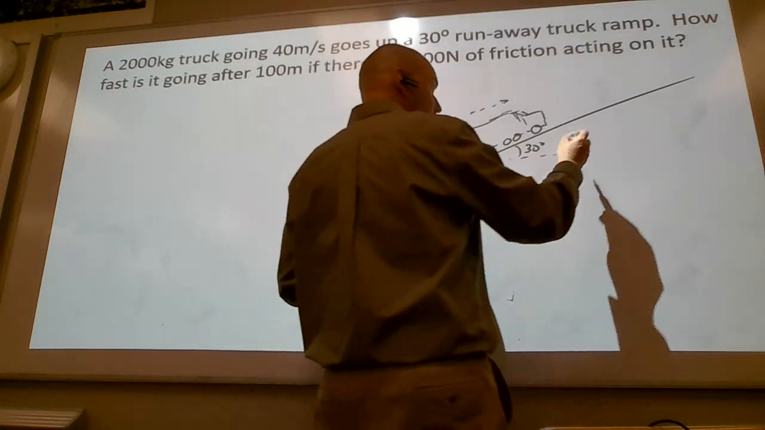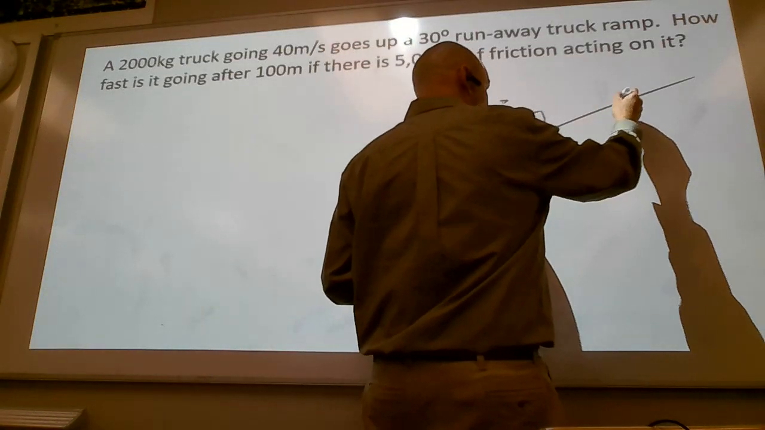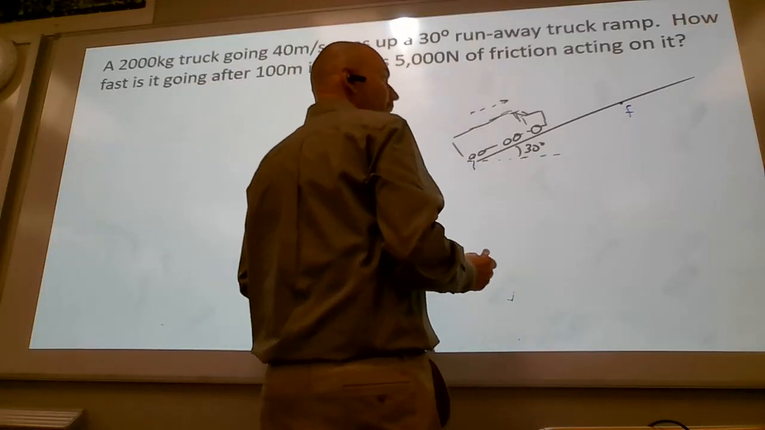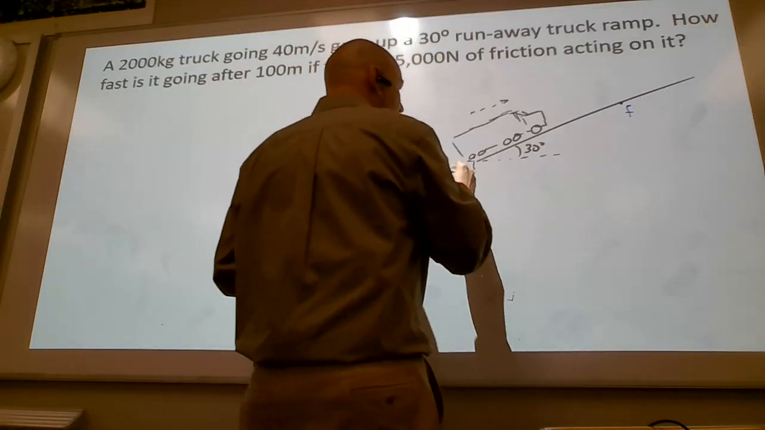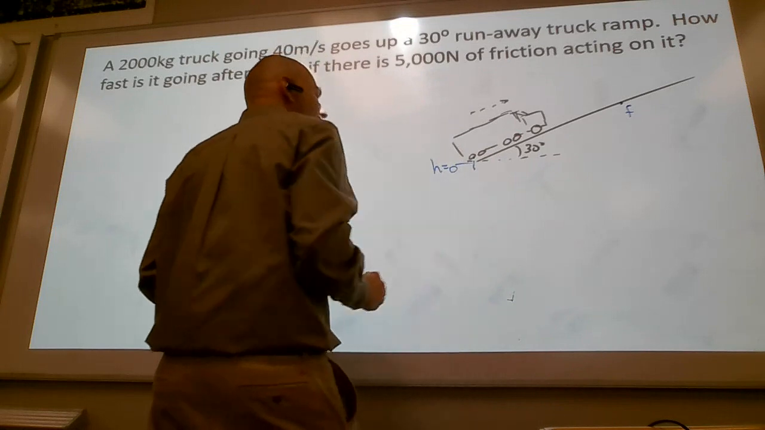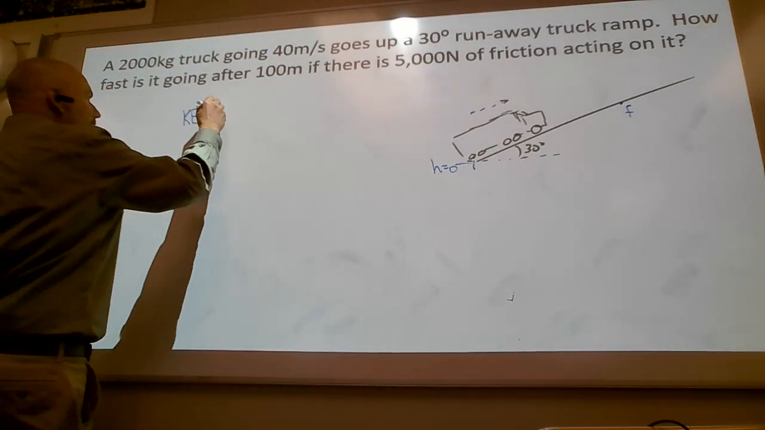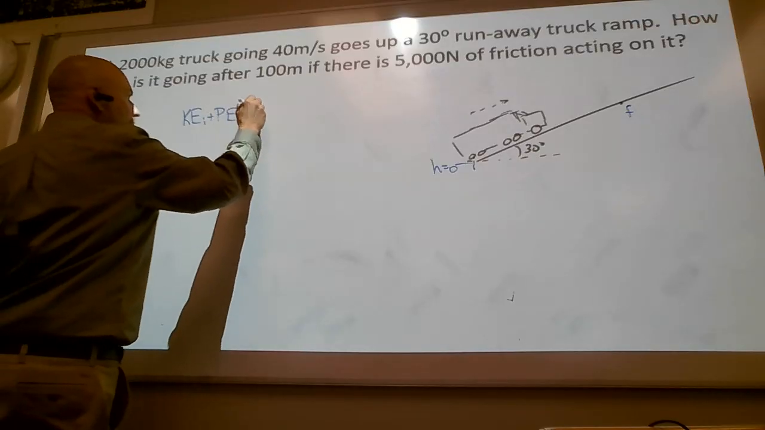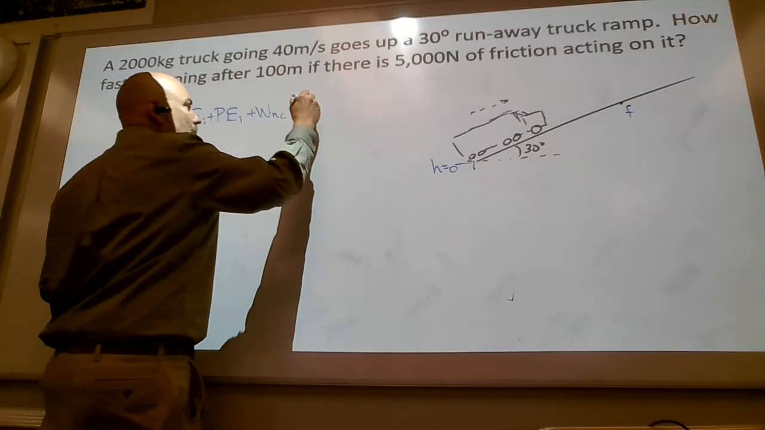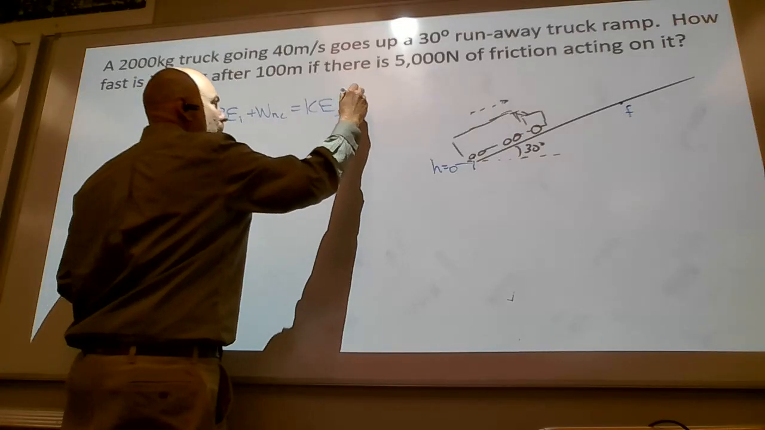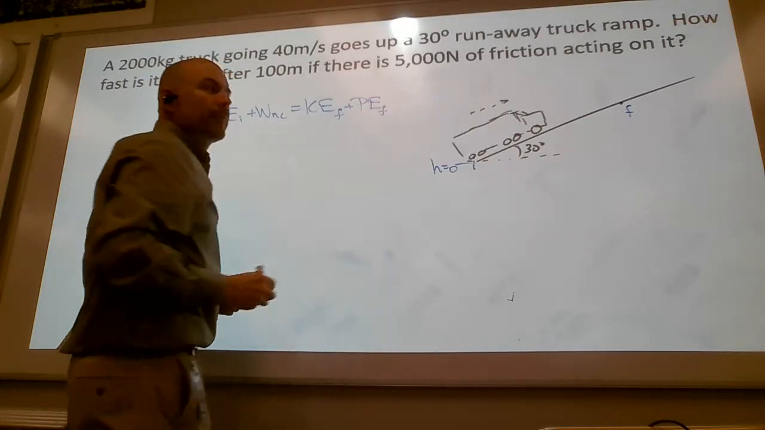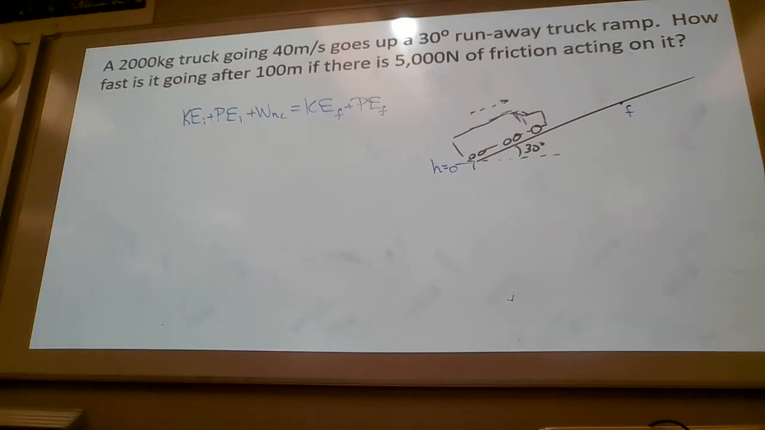Okay, I'm going to make the lowest point here in my initial, somewhere up here. Final, down here, lowest point, ground zero. That is going to be your go-to, your default. Where should I start? Okay. So figure out what energies you need to cross off.